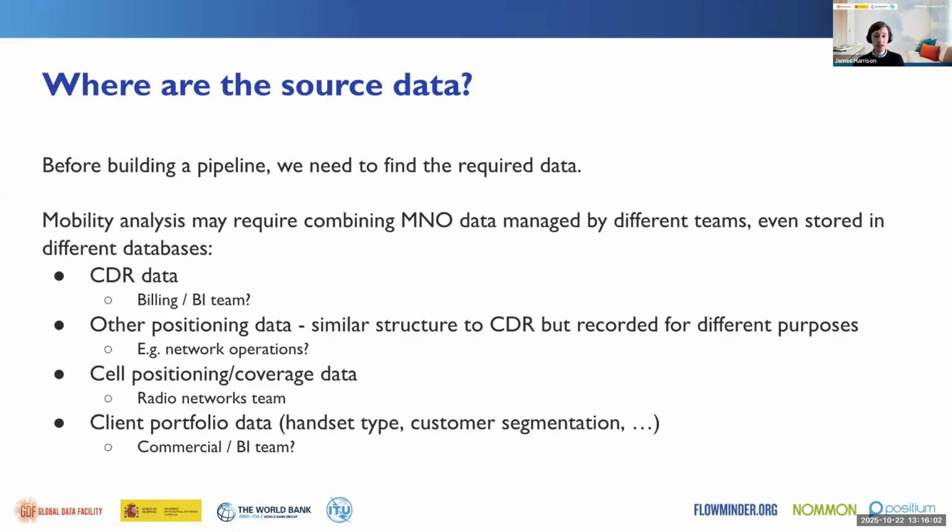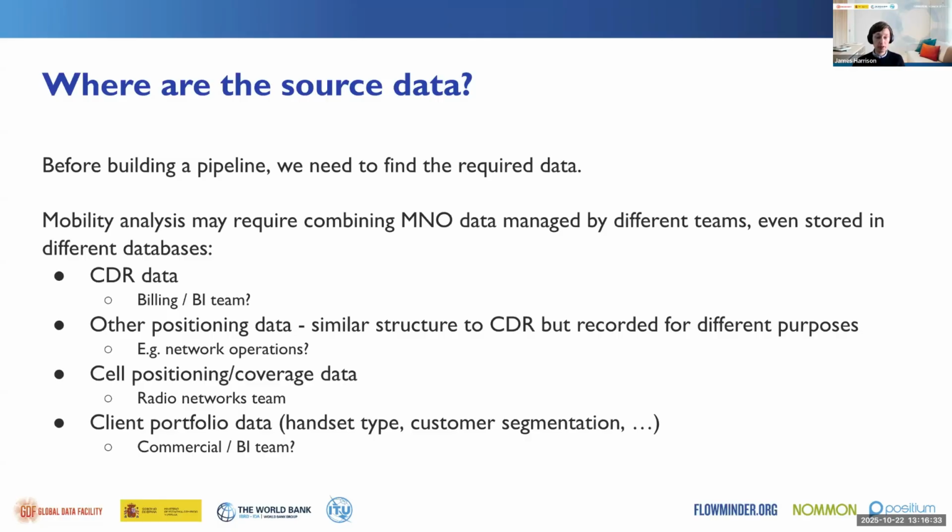There might be other positioning data that's similar in structure to the CDR. So yeah, still location points for each active device, but might be recorded for different purposes. For example, signaling data. Maybe the network operations team is recording this data to maintain the effective and efficient operating of the network.